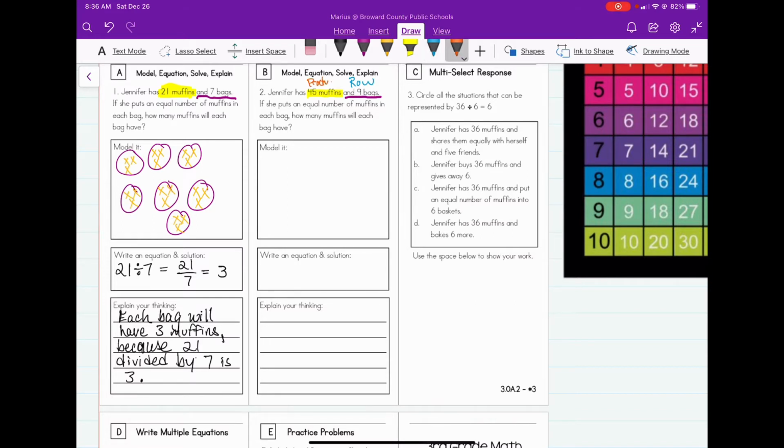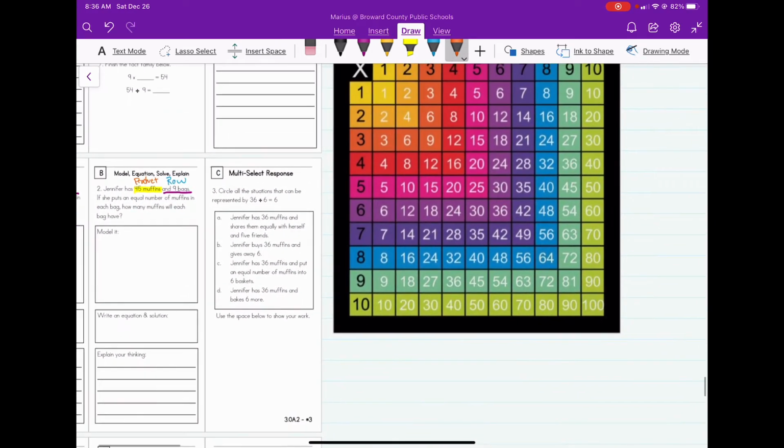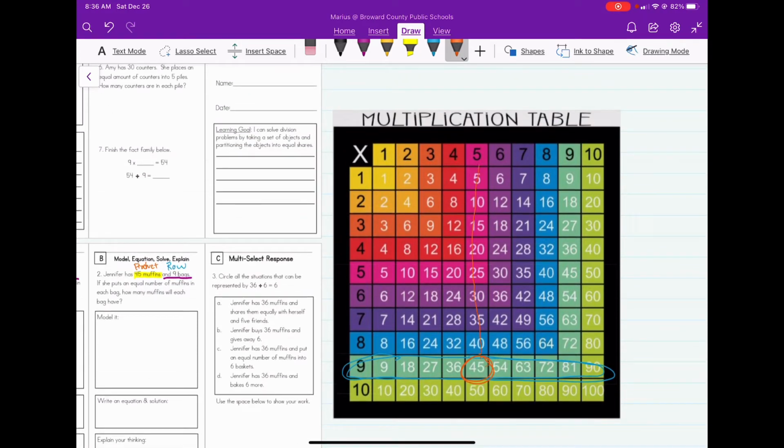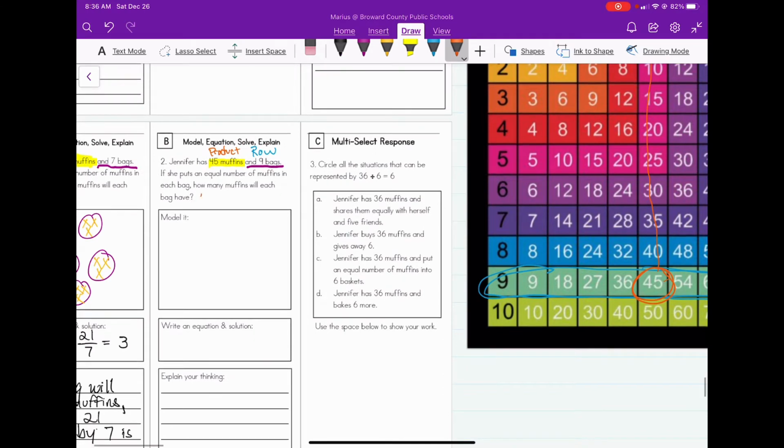Products we find on the inside and rows we find to the left. So I want to go to the 9th row, which is right here. And I want to look for the product of 45, which is right here. Now I just go straight up, and I see that 45 divided by 9 is 5. So we can write that down: 45 divided by 9 is equal to 5.